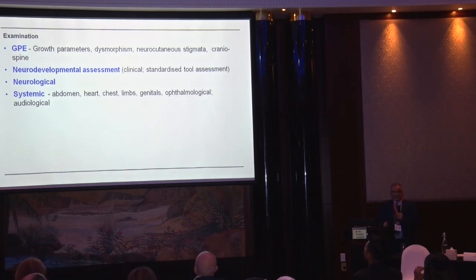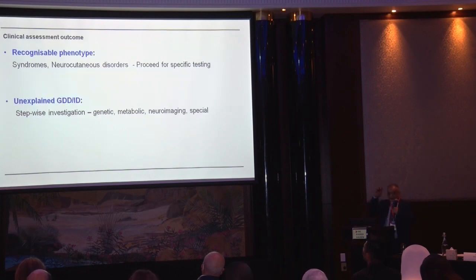Standard examination, general physical examination, but neurocutaneous markers, anthropometric measurements, small head, large head, abnormal neurology, focal deficit, spasticity, movement disorder, all these can give you clues towards different conditions. And systemic, of course, for visceromegaly, ophthalmology for cherry red spots and those kind of things. I'll not go into details, but at the end of this assessment, you should be able to make two decisions, whether it is a recognizable phenotype or it is an unexplained GDD and IDD. So as I mentioned earlier, for a recognizable phenotype, go for specific testing. Fragile X, Rett syndrome, whatever you find.